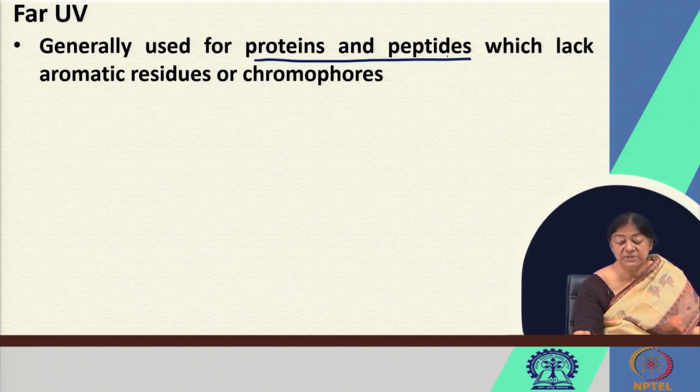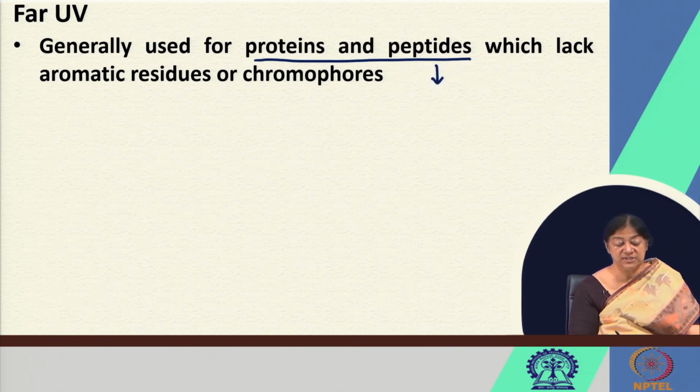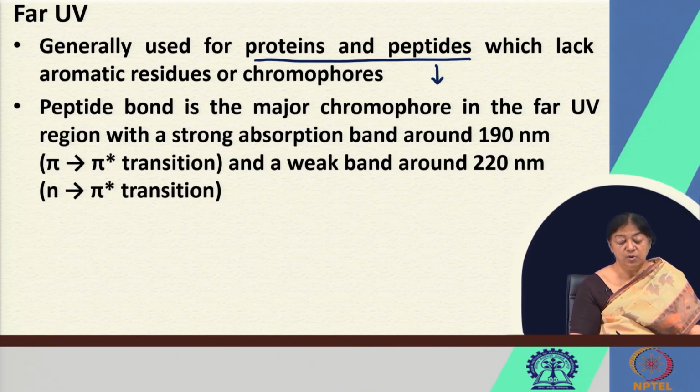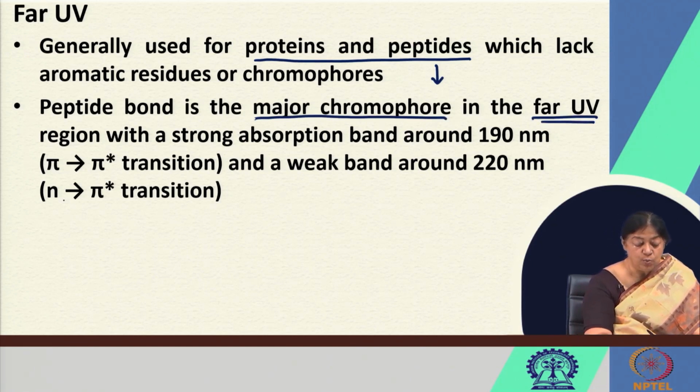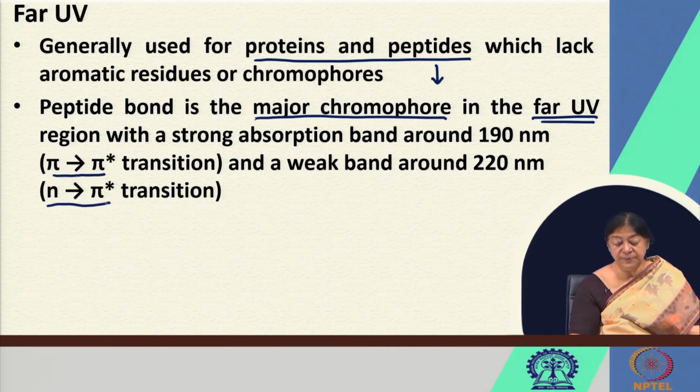But what happens if our particular peptide does not have any of these aromatic amino acid residues? Then we have to resort to looking at the far UV region to identify whether we have a particular peptide bond. Now, the peptide bond is again a major chromophore in the far UV region. Why? Because in this particular case, we are also going to get what is called a pi to pi star transition and an n to pi star transition.